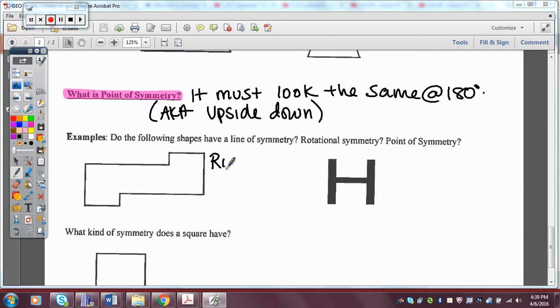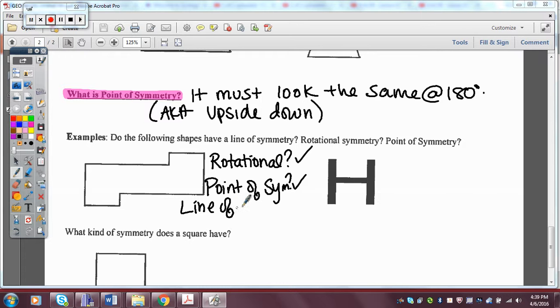So rotational symmetry, check. Point of symmetry, check. Line of symmetry. How many lines of symmetry does this figure have? If I cut it here? No. If I cut it here? No. If I cut it here? No. No lines of symmetry.